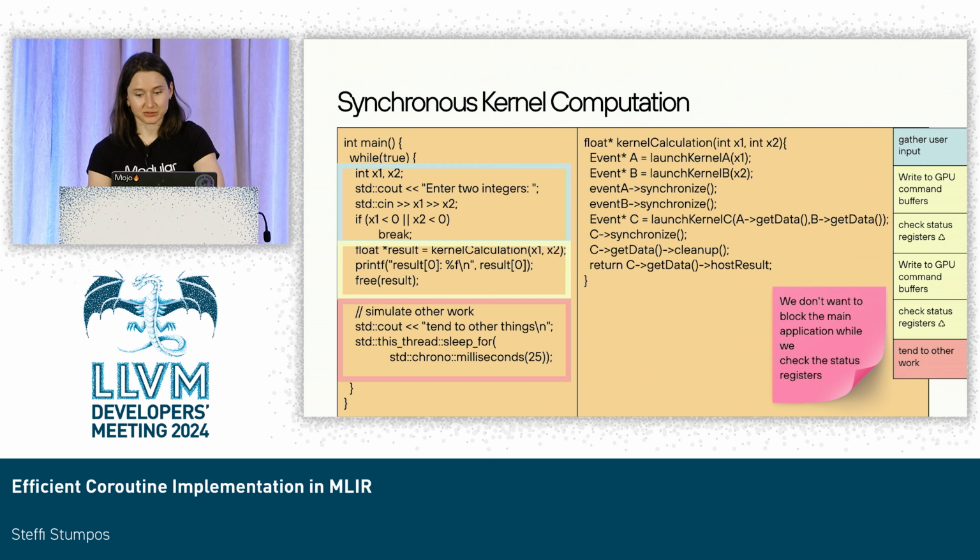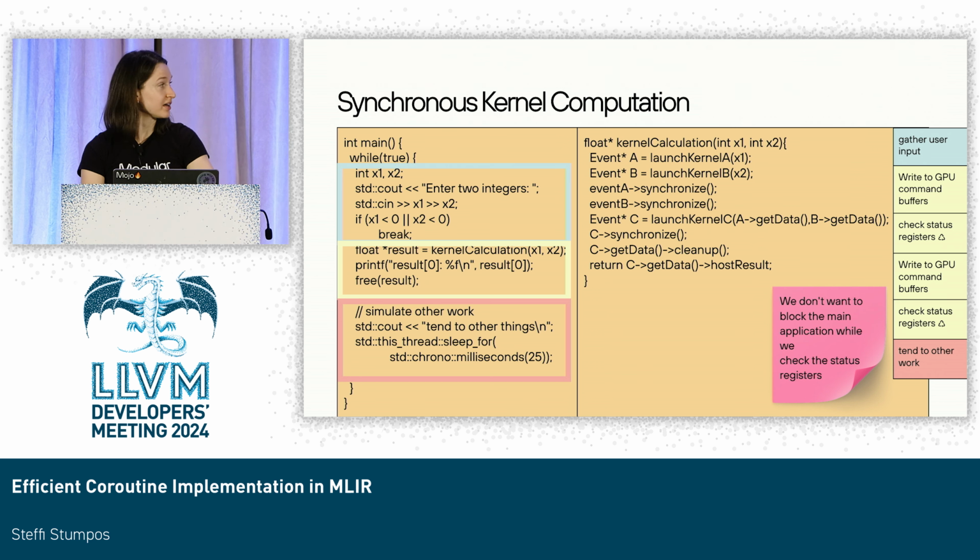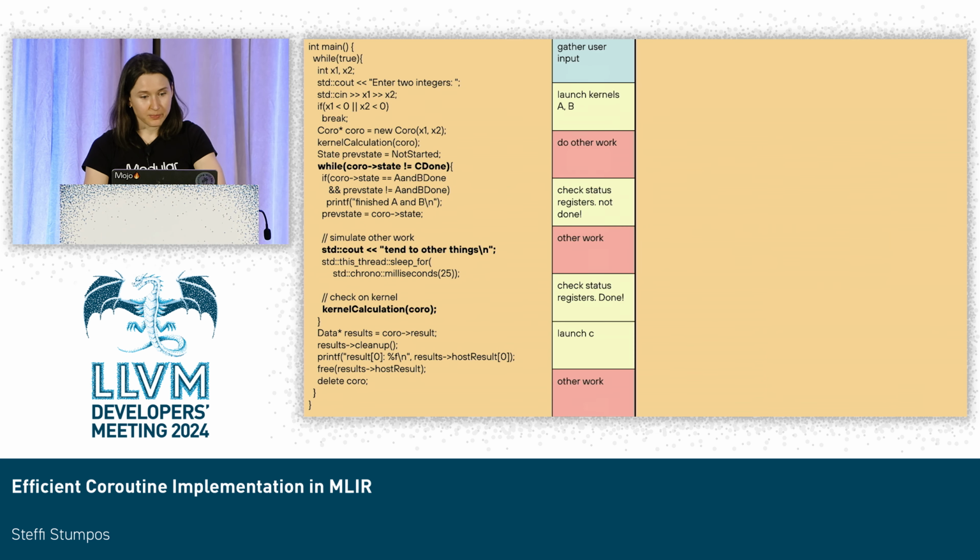But this is obviously really bad because we just spend a lot of time spinning, and we'd like to not block the main application. We'd like to interleave the tasks, something more like this. So we'll check the status. It's not done. We'll do some other work. We'll go back and check it. We'll do some other work.